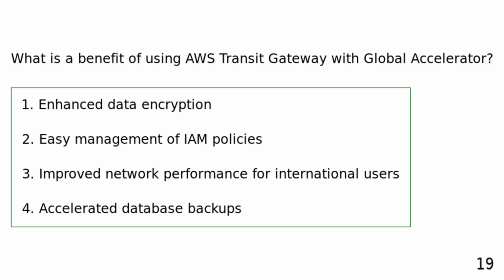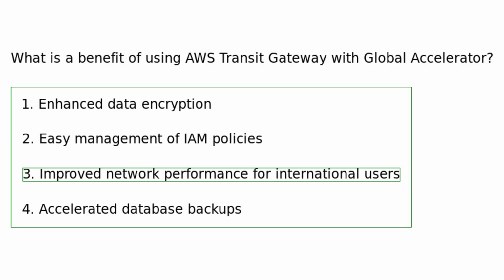What is a benefit of using AWS Transit Gateway with Global Accelerator? Enhanced data encryption. Easy management of IAM policies. Improved network performance for international users. Accelerated database backups. Using AWS Transit Gateway with Global Accelerator provides a benefit of improved network performance for international users by optimizing the routing and delivery of network traffic.